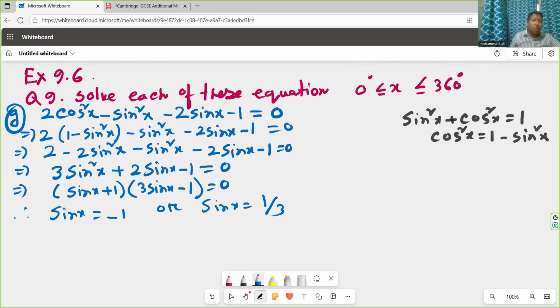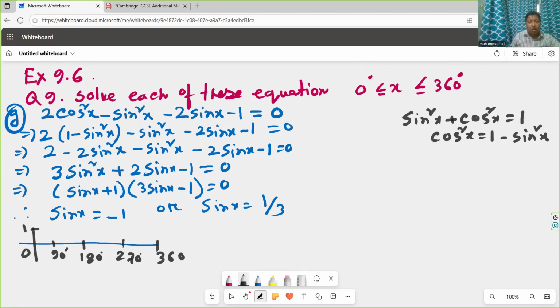For sine x equals minus 1, to find the value of x we have to depend upon the sine graph: 0, 90 degrees, 180 degrees, 270 degrees, and 360 degrees. This is 1, that one is minus 1. So the sine graph is like this. Sine x equals minus 1 only when x equals 270 degrees from this graph.